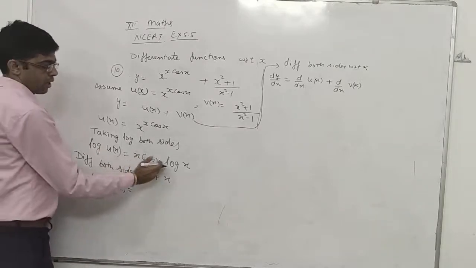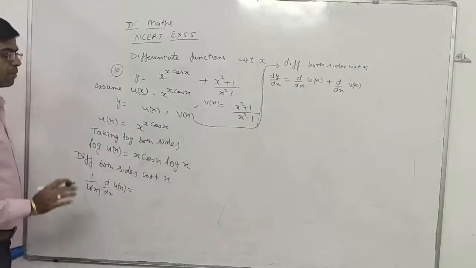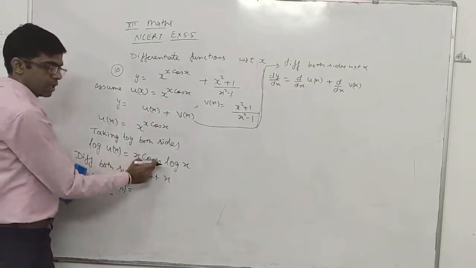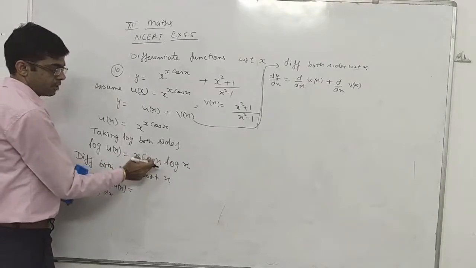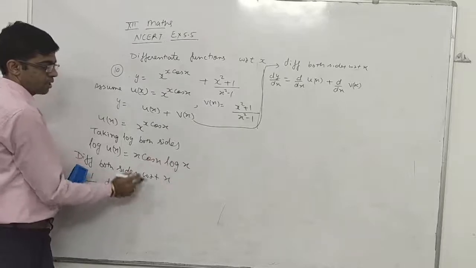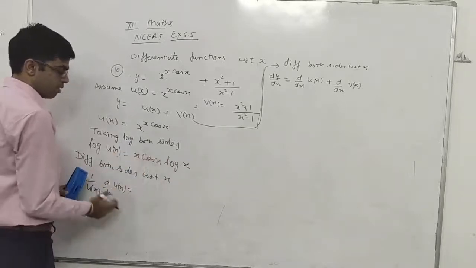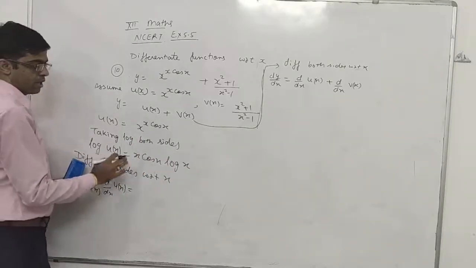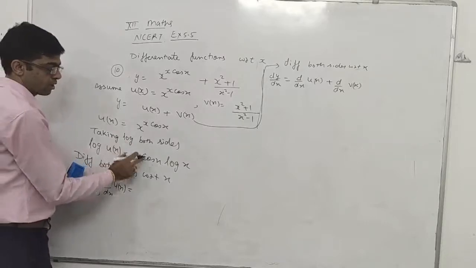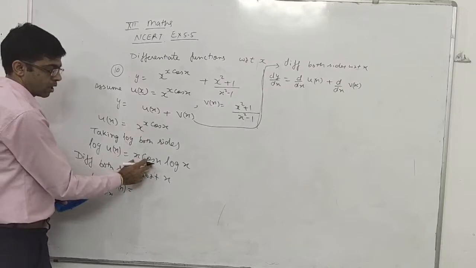Now here are three functions. We have to differentiate them. How will we differentiate? We will differentiate the first function keeping the other two same. Then we will differentiate the second function keeping the first and third same. Then we will differentiate the third function keeping the first and second same. So it's the same procedure as we have done in the product rule of two functions.